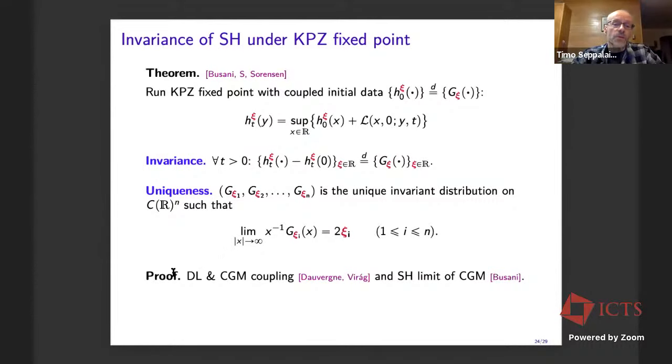And the proof of this goes, first of all, we rely, of course, on Duncan's and Balin's work that couples the directed landscape with the corner growth model. And then we use Ofer's stationary horizon limit of the corner growth model. And I should add that this is not the first uniqueness result. Leandro Pimentel proved a uniqueness result for the single Brownian motion as a steady state for the KPZ fixed point, but this result of ours strengthens his uniqueness theorem also.